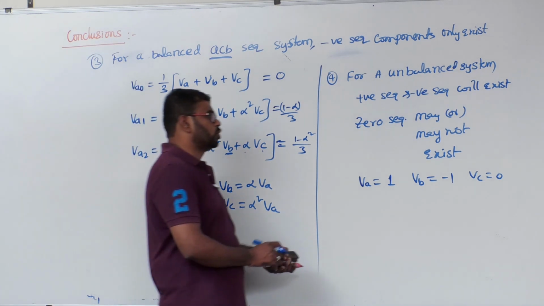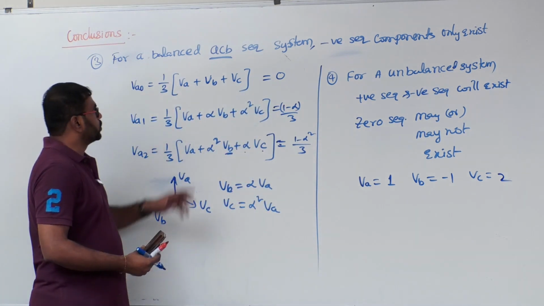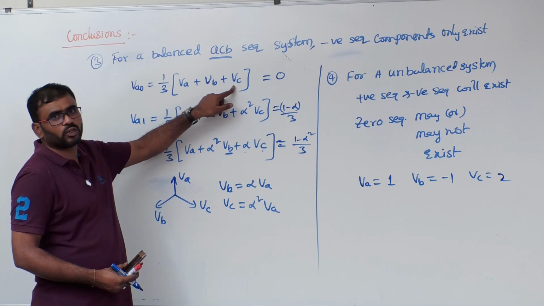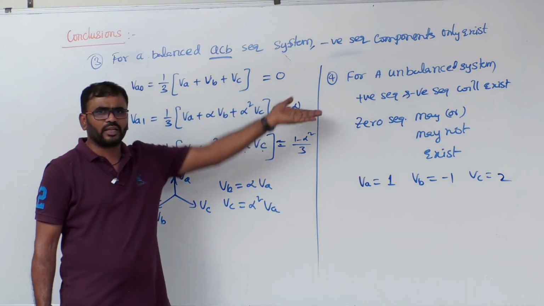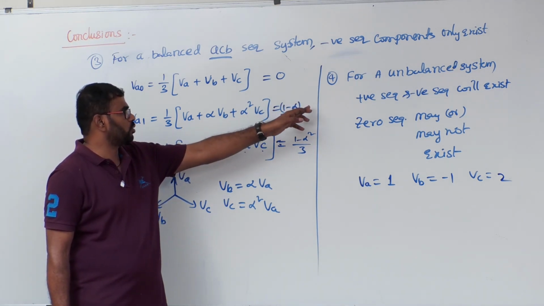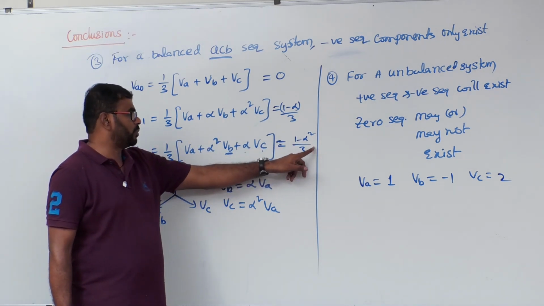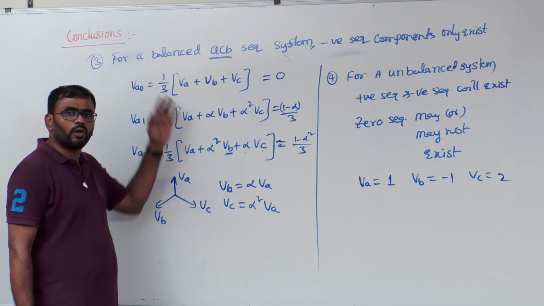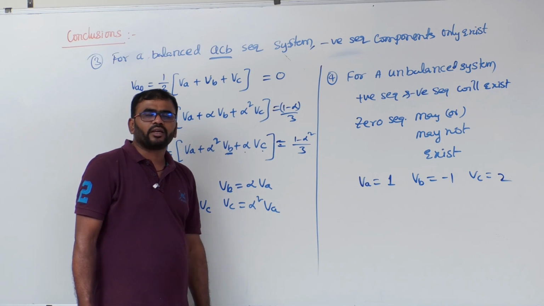Suppose VC is 2, then VA is 1, VB is -1, VC is 2. So finally we get VA0 as 2 by 3. Now VA1 we get something else: 1 minus alpha by 3 plus 2 alpha square by 3. Here VA2 is 1 minus alpha square by 3 plus 2 alpha by 3. Clear? So that means all three sequence components now really exist. So that's why be careful.